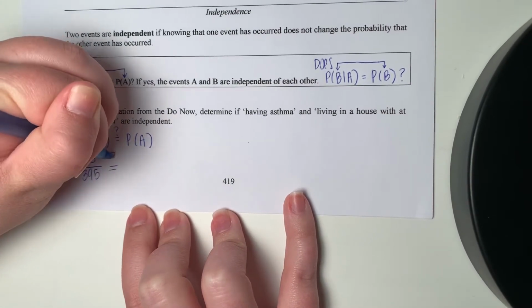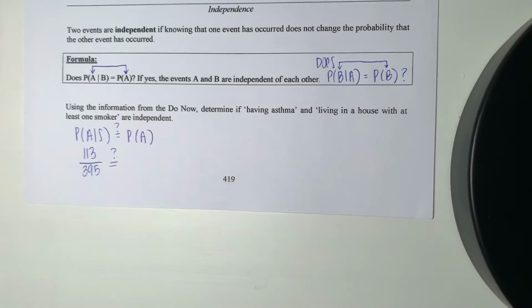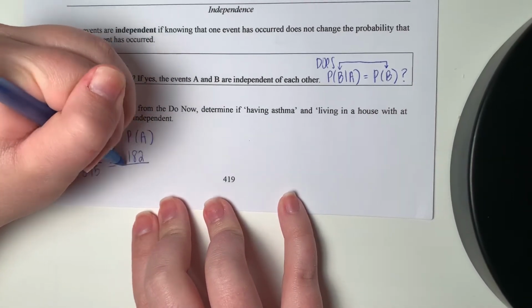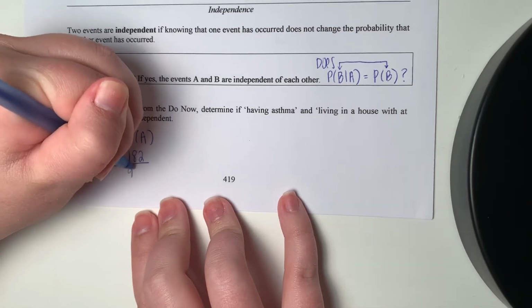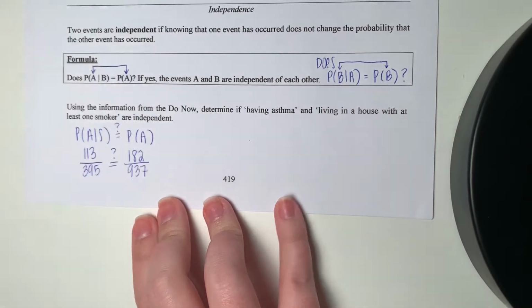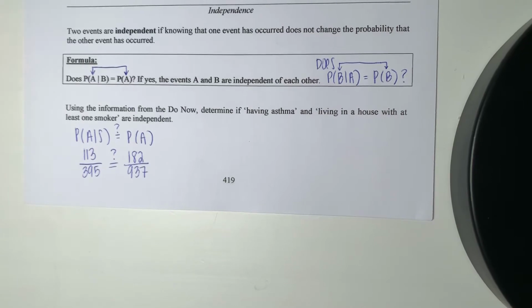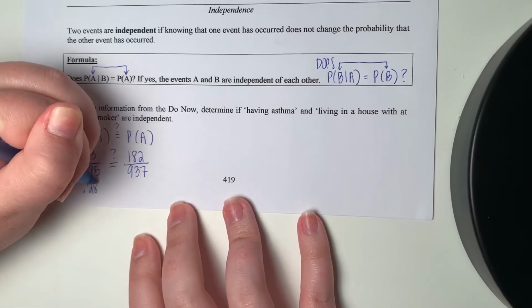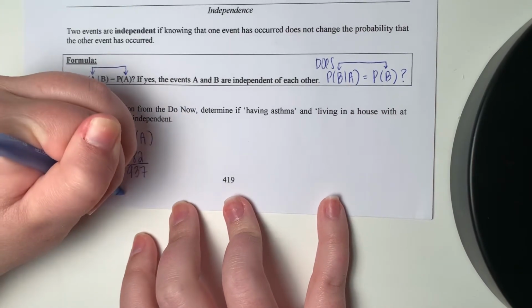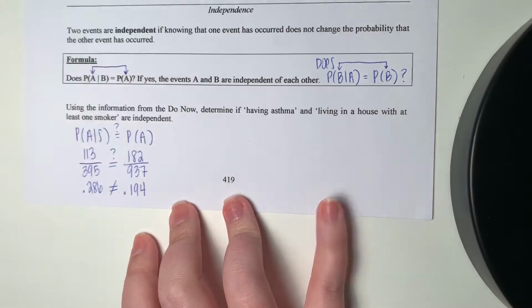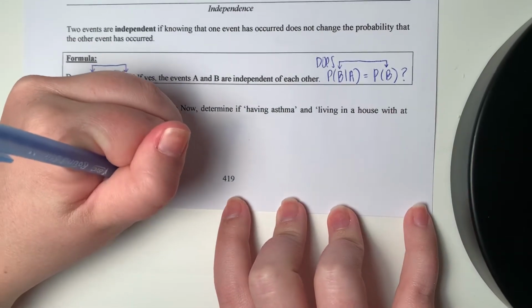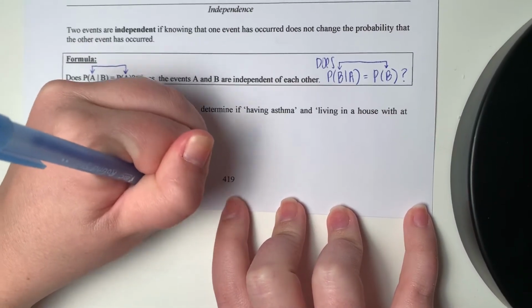And I want to know, is that equal to the probability of A? The probability of A is 182 out of the total number of people who got surveyed, 937. So this is what we're testing. And what we end up getting is 0.286 is not equal to 0.194. Since those two things are not equal, that means that these two events are not independent.